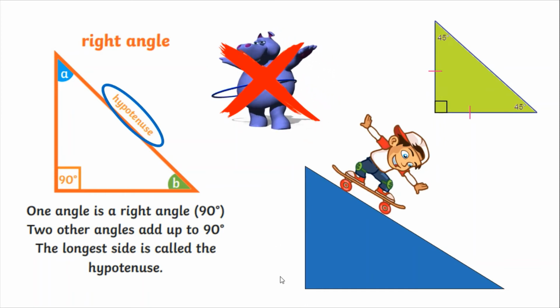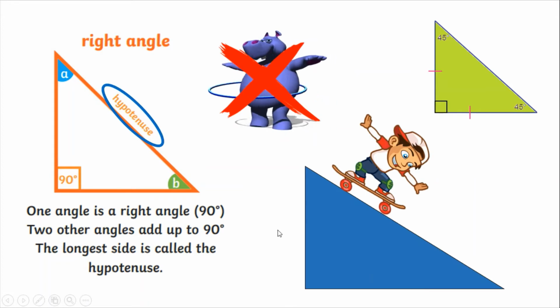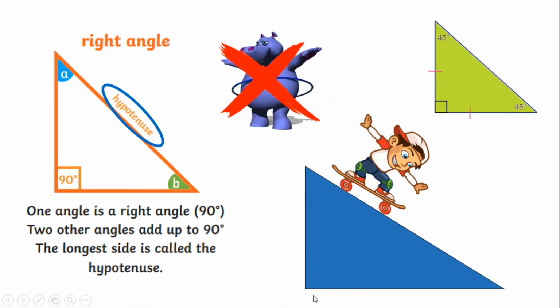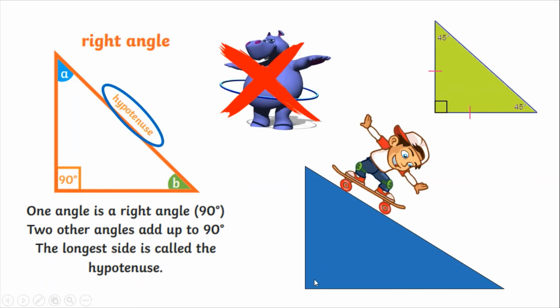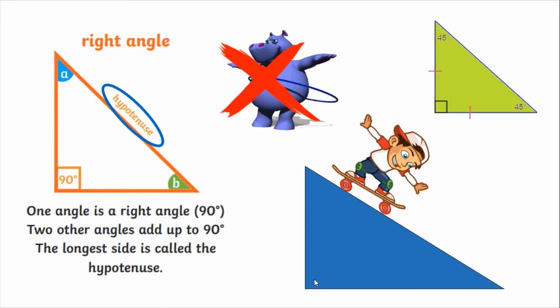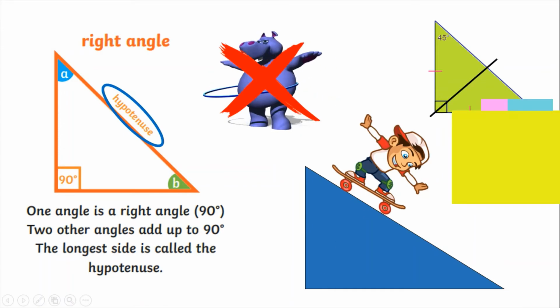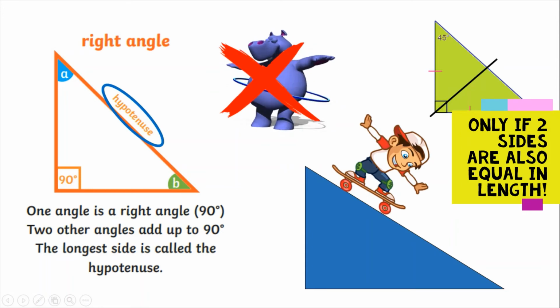Now, this triangle reminds me a little bit of a skate ramp. Now, remember, it might not be this way up, but when it is this way up with the right angle in the bottom left, it reminds me of a skate ramp. Now, similar to the isosceles triangle, it has one line of symmetry.